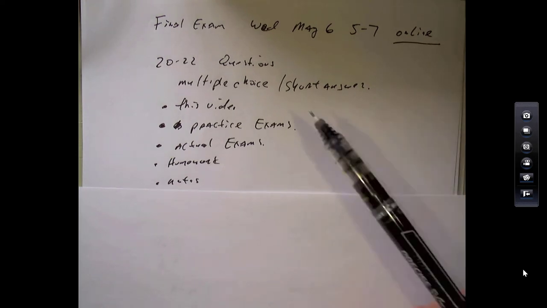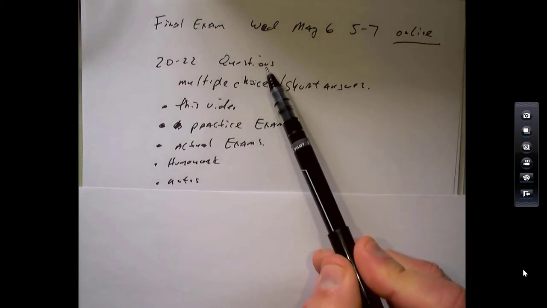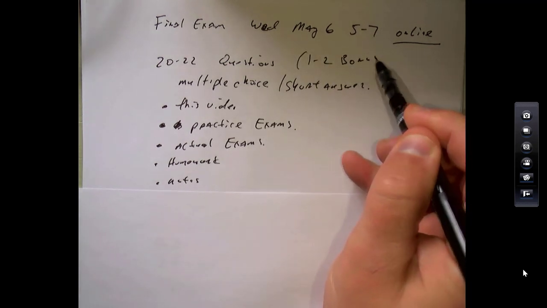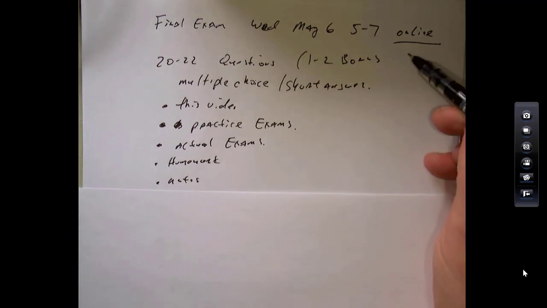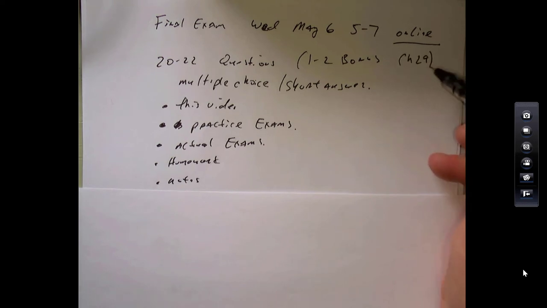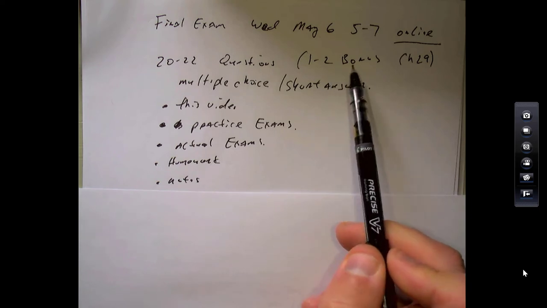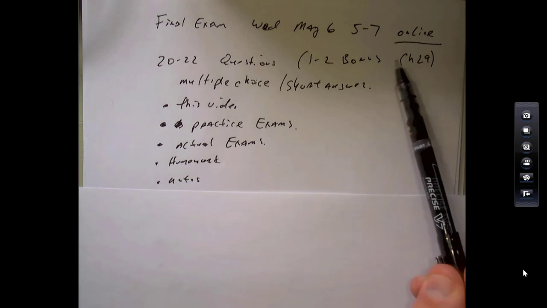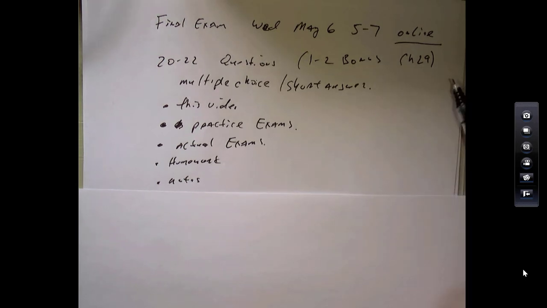There'll be somewhere between 20 and 22 questions and 1 to 2 bonus questions. And those bonus questions come from chapter 29. So just so you know, 20 to 22, maybe 1 to 2 bonus questions, maybe like 5 extra points or something like that. So, I mean, study the regular material, and if you have time, take a look at this. But don't start with this and then go through everything else.